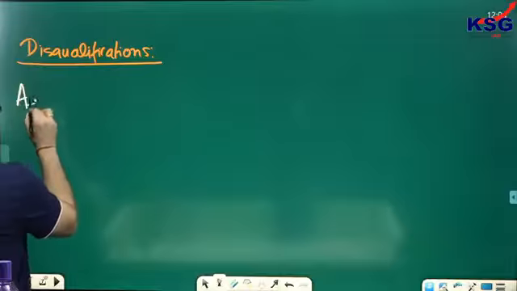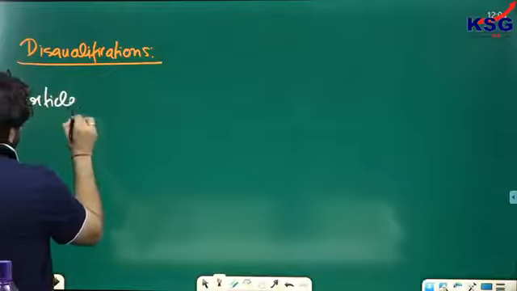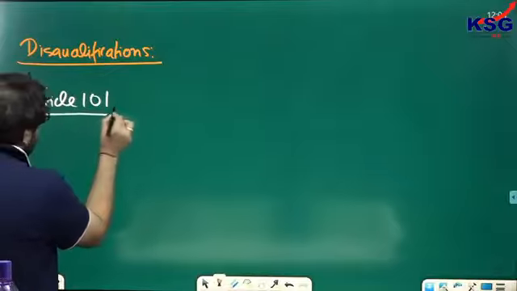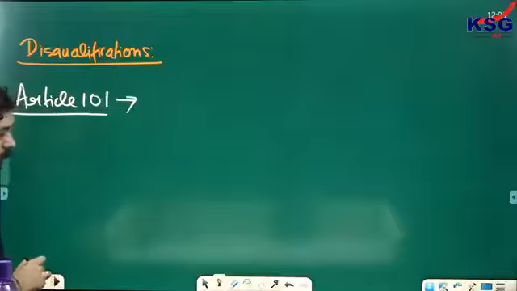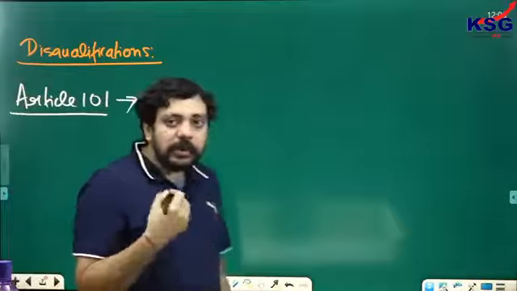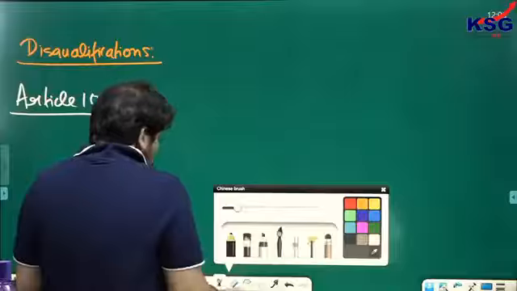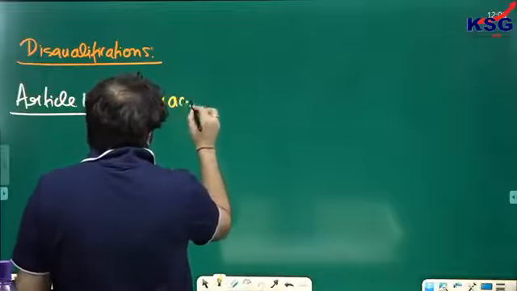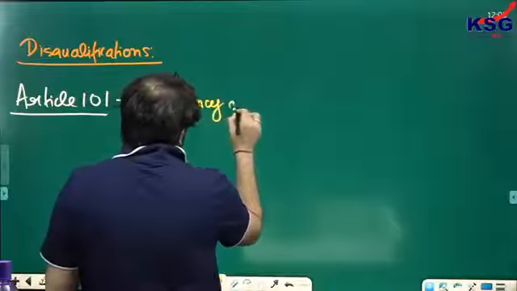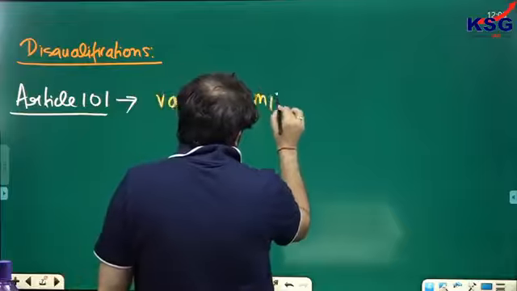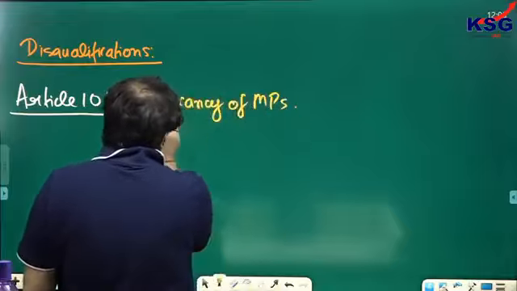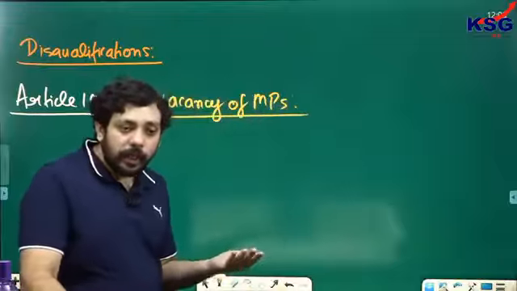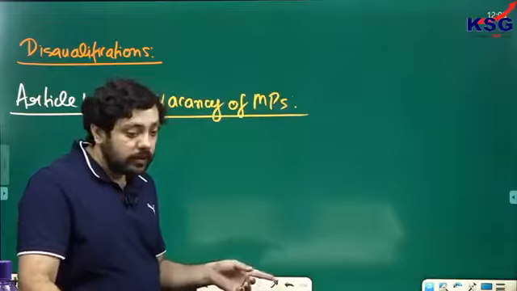Okay. You have Article 101, which talks about, please take a look at this nicely, okay? If you've done this already, you will be able to revise. If you've not done it, please pay attention to this. This is all that covers under the category of disqualification. Article 101 talks about vacancy of MPs, or the ways in which the seat of a member of parliament can be rendered vacant. Okay, vacancy is different from disqualification.